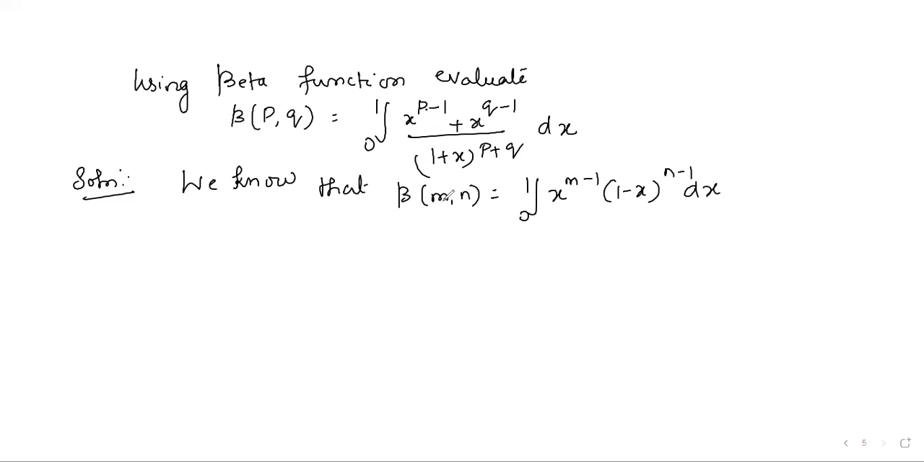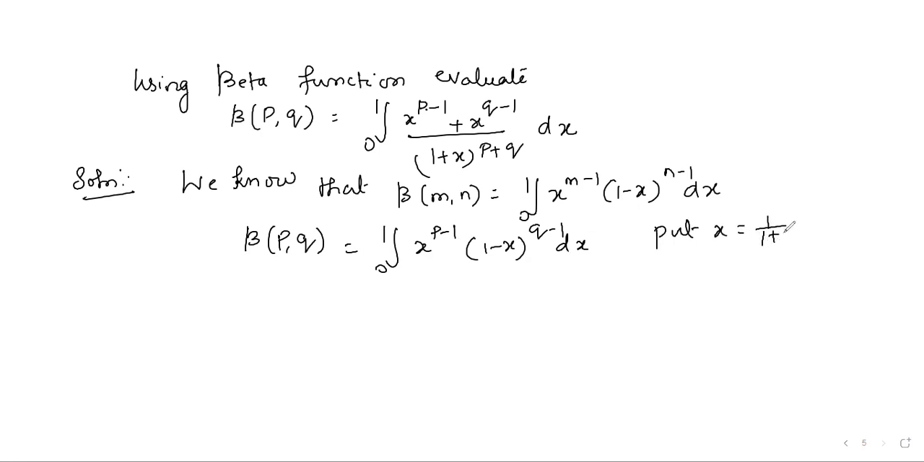Based on the definition, we know that beta of m comma n is equal to integral 0 to 1 x power m minus 1 into (1 minus x) power n minus 1 into dx. Now here we want beta of p comma q, so just replace m by p and n by q in the definition. Therefore I'll be getting x power p minus 1 into (1 minus x) power q minus 1 into dx. Now my substitution is put x is equal to 1 by 1 plus y.